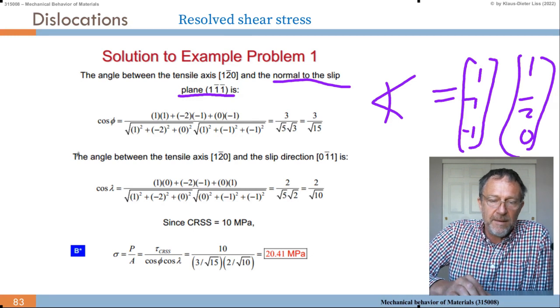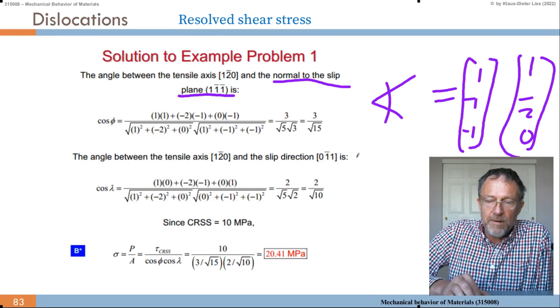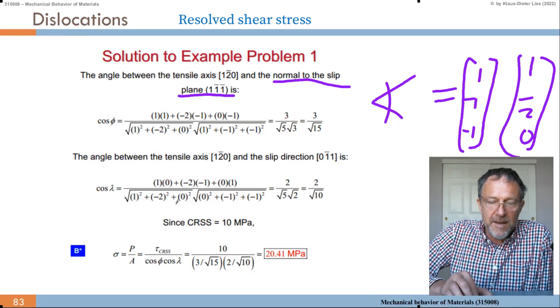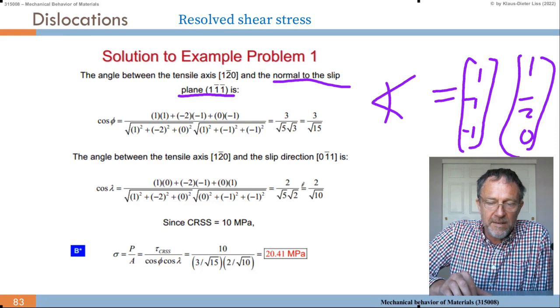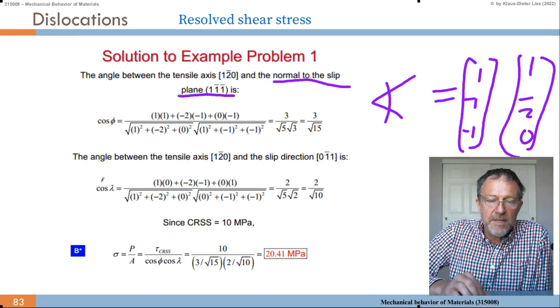And then you do the same for the angle between the tensile axis, 1 minus 2, 0, and the slip direction, 0 minus 1, 1. It's the dot product divided by the lengths of the vectors, which gives 2 over square root 10. So these are the cosines. The dot products already contain the cosines.